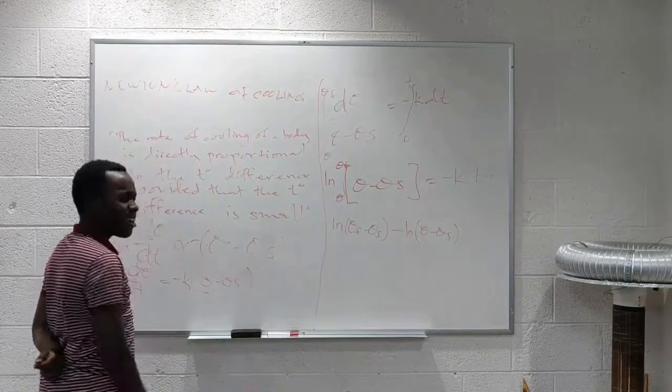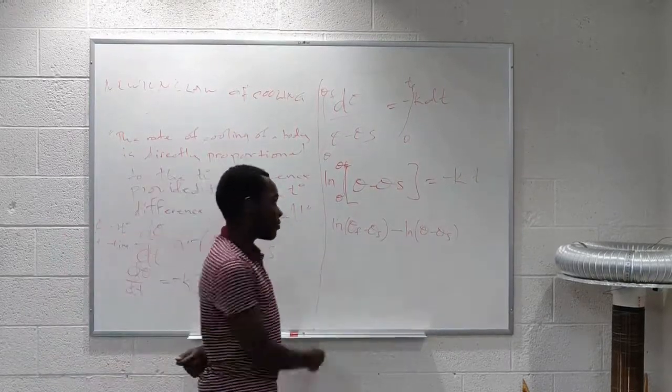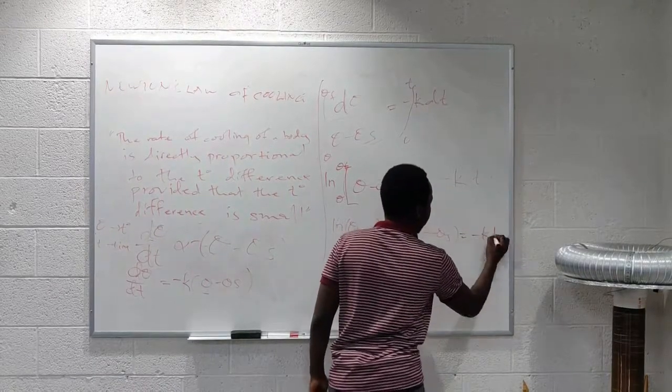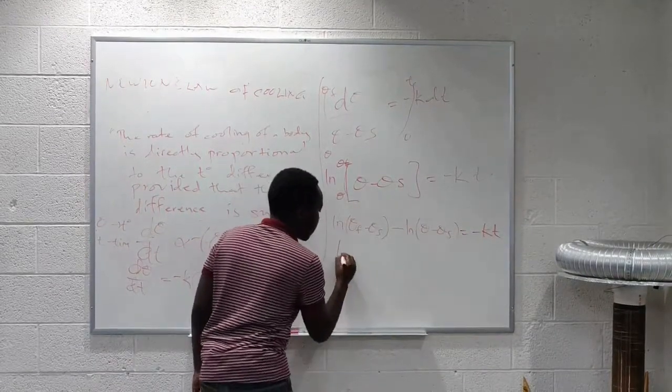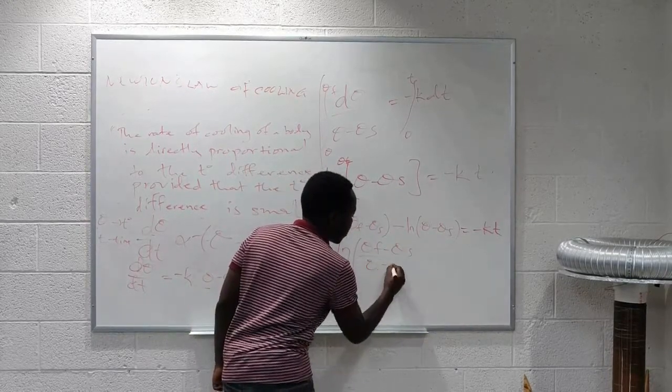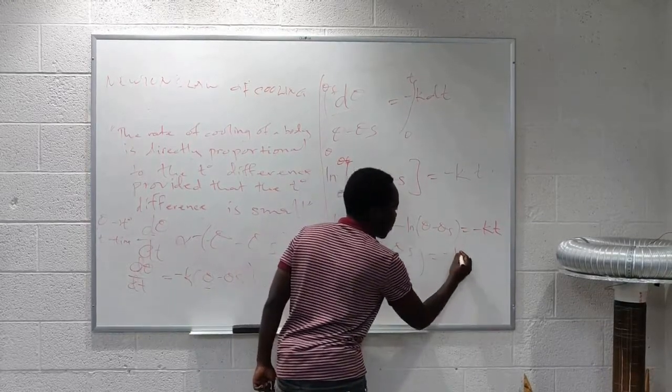Did I say that? I'm sorry. Okay. Theta is like the initial temperature of the body minus kt. So this can be expressed as theta f minus theta s over theta minus theta s equals to minus kt.